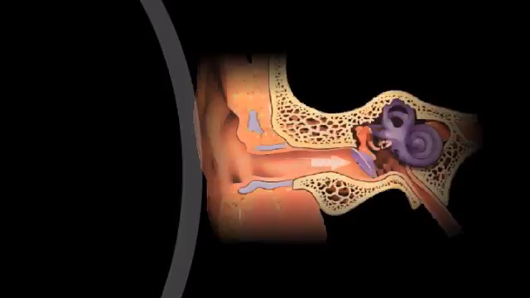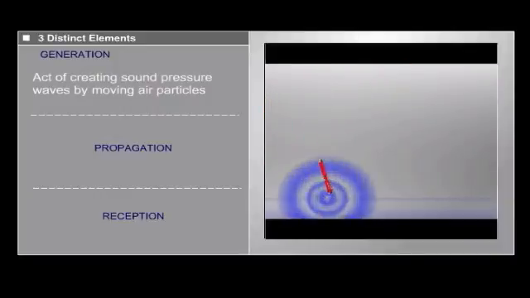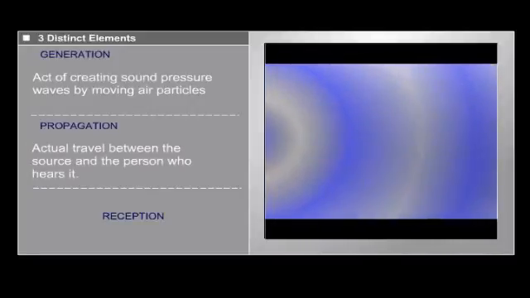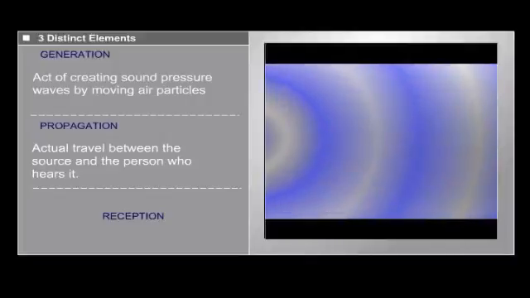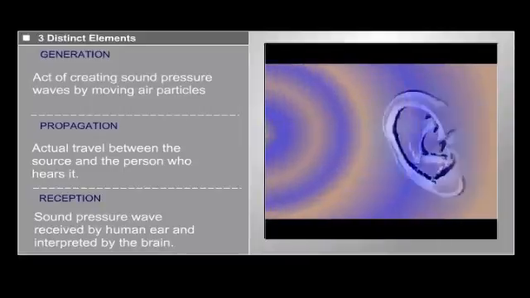The reception of the physical stimuli by the human ear is a critical part of the nature of sound. A sound, or sound pressure wave, has three distinct elements: generation, propagation, and reception. Generation is the act of creating sound pressure waves by moving air particles. Propagation is the actual travel between the source or generator and the person who hears it. The last element is the receiver. That is, a human ear and the interpretation by the brain.